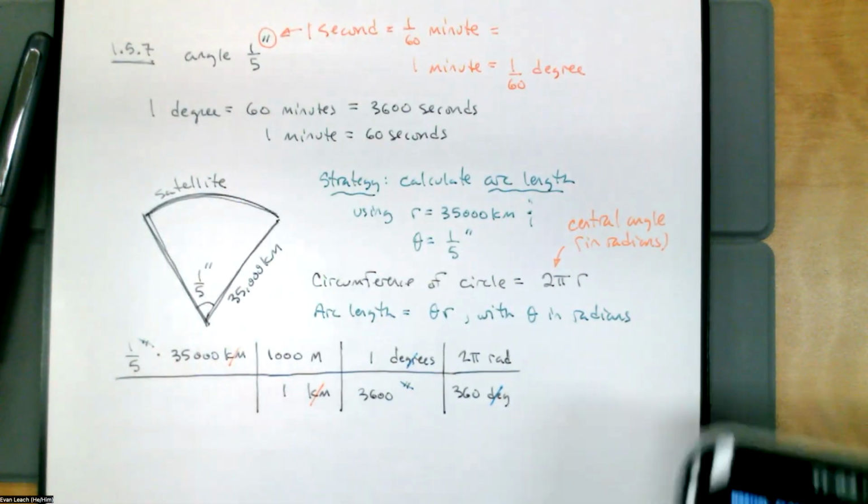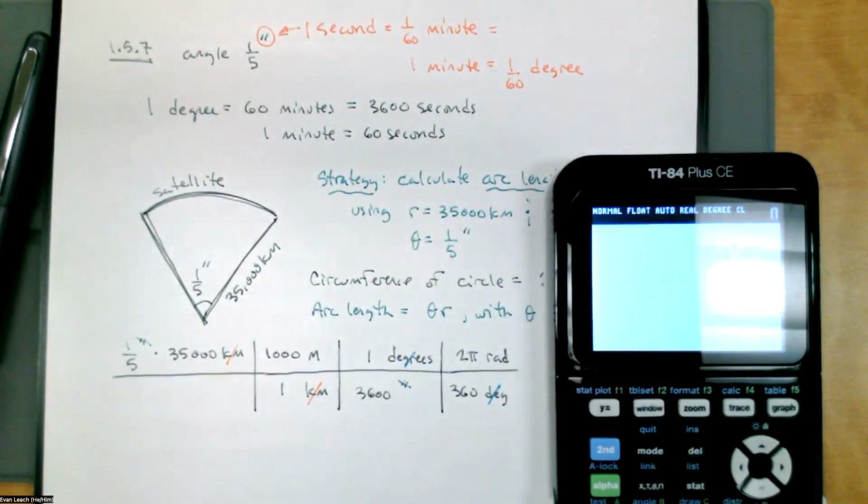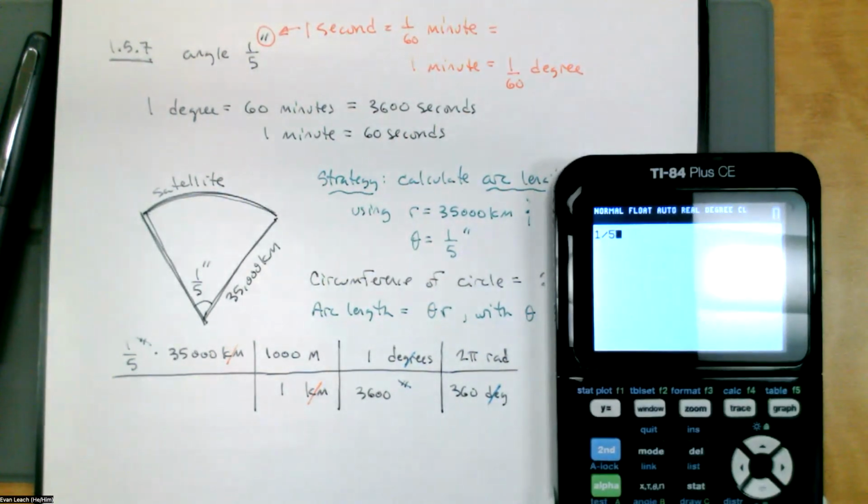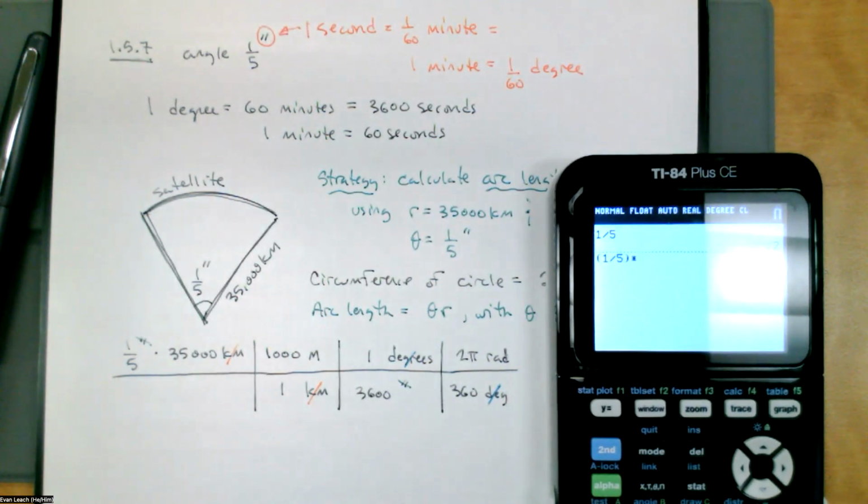Now I know what sequence of buttons I have to push. I'm going to start with the 1/5. 1/5 is 0.2. So I'm going to do 1/5 times 35,000.